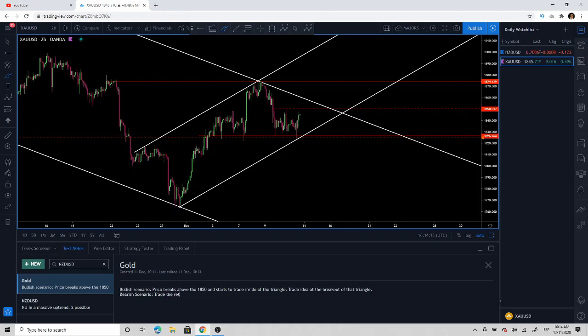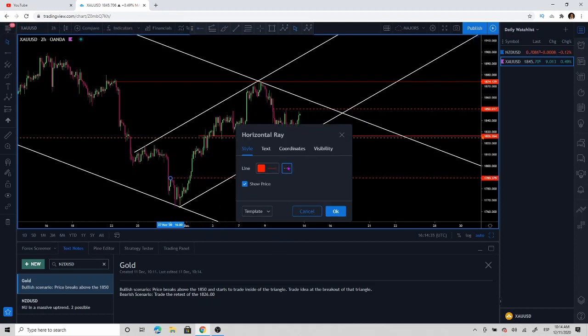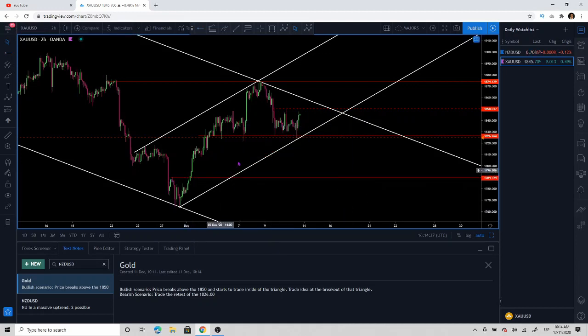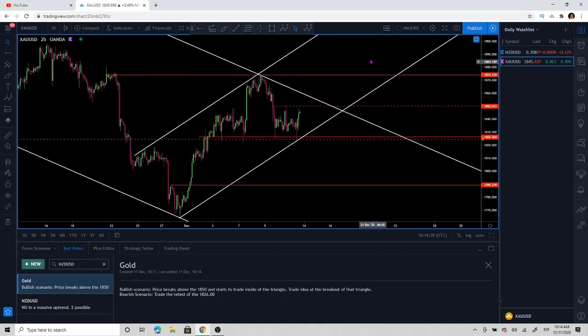Trade the retest of the 1826. All right, it's not a time that I'm writing down, it's 26. Now this is very cool because the target to the downside gives us a better R.